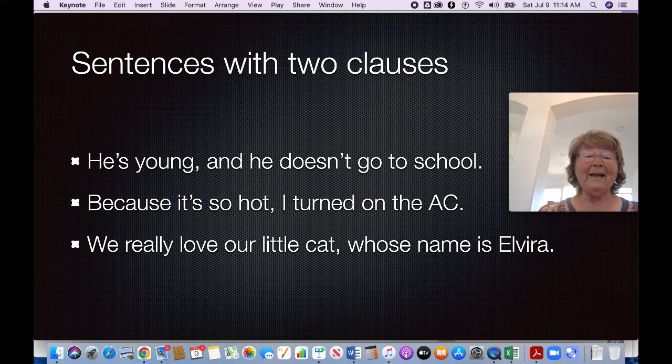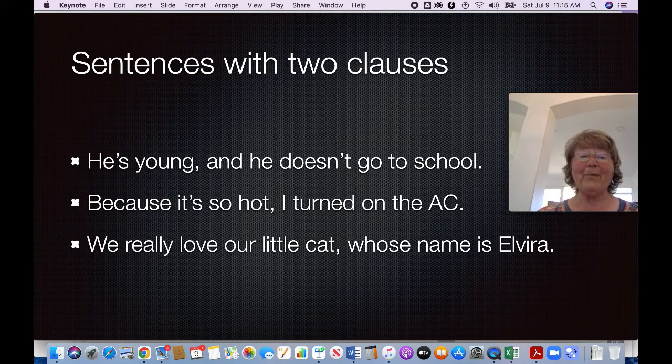Example 1, he's young and he doesn't go to school. So the whole sentence begins with he's young, capital letter on he, and he doesn't go to school, period, at the end. That's two clauses. One clause is he's young. The second clause is he doesn't go to school, and the two are connected with the word and.